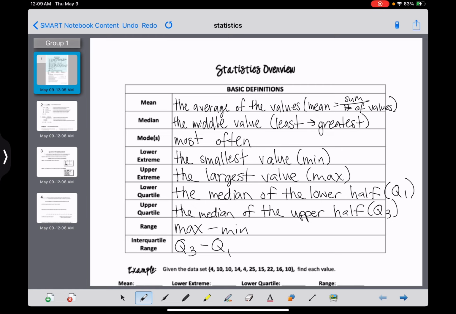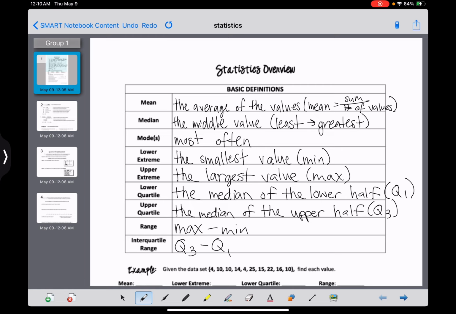Now, the newer stuff that we talked about at the beginning of the year is the extremes, the minimum, maximum, the quartiles, the interquartile range, all of that stuff. So the lower extreme is just another way to say the minimum value. That's the smallest value, that lower extreme. And then the opposite end, the upper extreme, that's your maximum, your largest number.